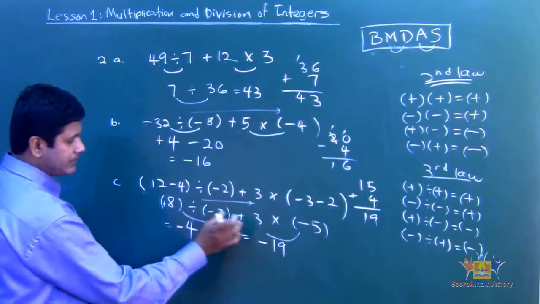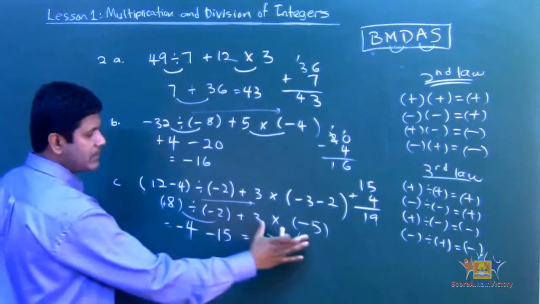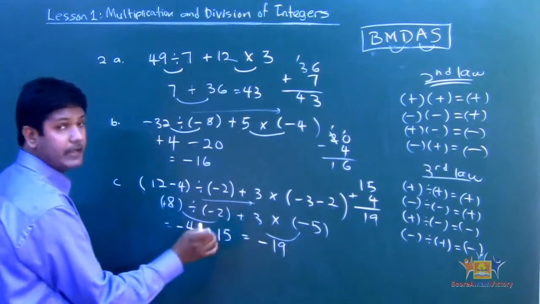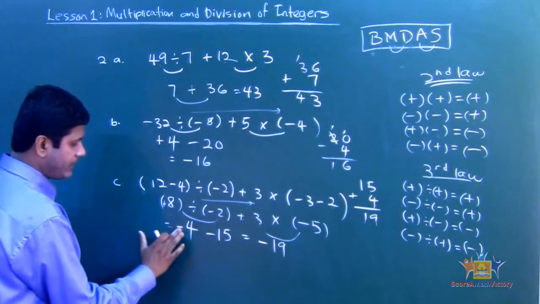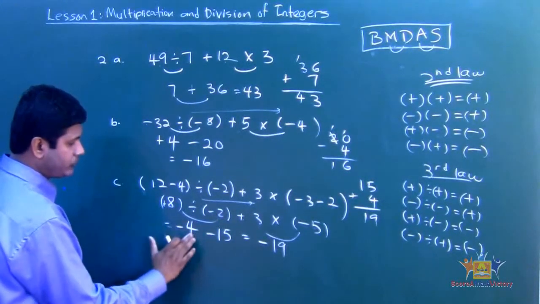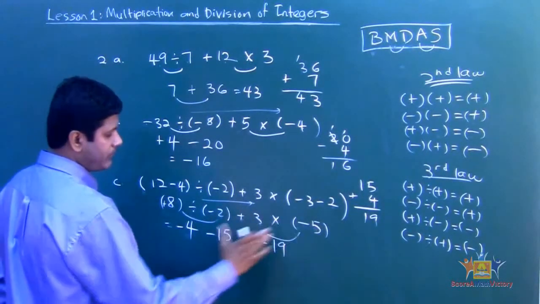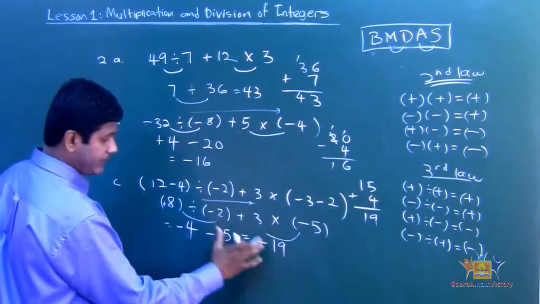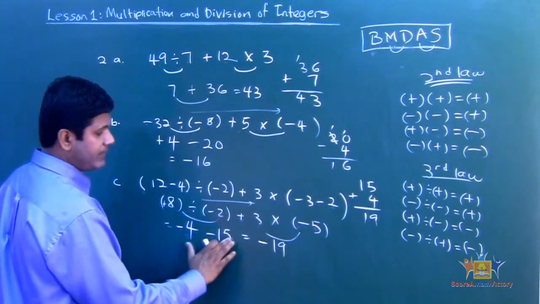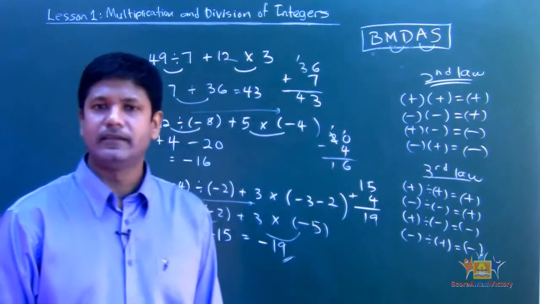Now, there's some division, addition and multiplication. What do I do first? I do the division and multiplication first before I can combine this. Plus and minus, when you divide, gives you minus. 8 divided by 2 is 4. Plus and minus, when you multiply, gives you minus. 3 times 5 is 15. I owe more. That means I'm going to be negative. 4 plus 15 is 19. Right there. Becomes negative 19.